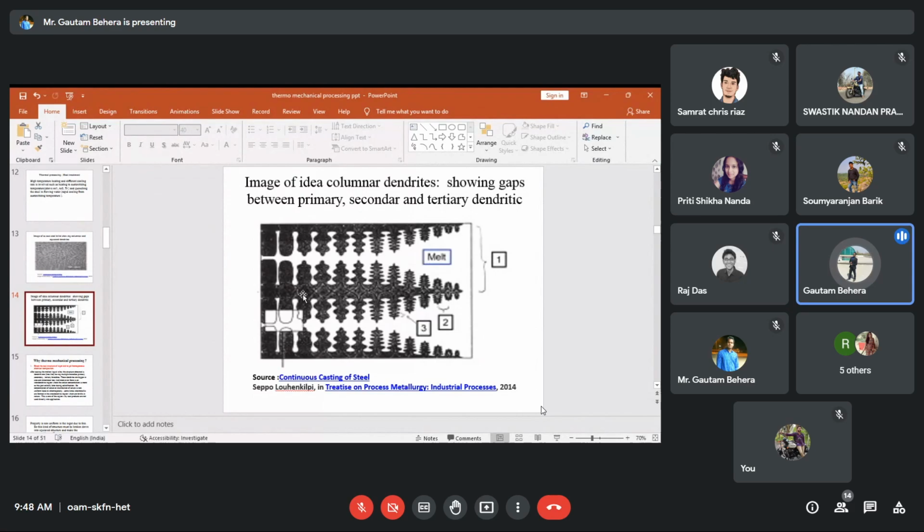So dendrites have a primary dendritic arm, a secondary dendritic arm, and a tertiary dendritic arm. The secondary dendrite will always be perpendicular to the primary, and the tertiary will always be perpendicular to the secondary arm, right?